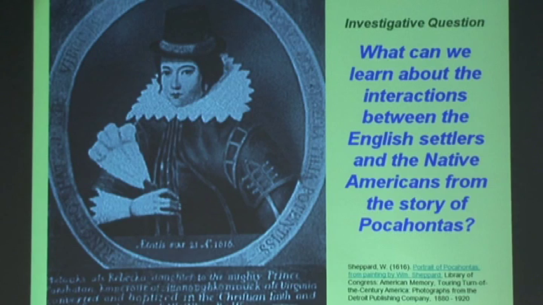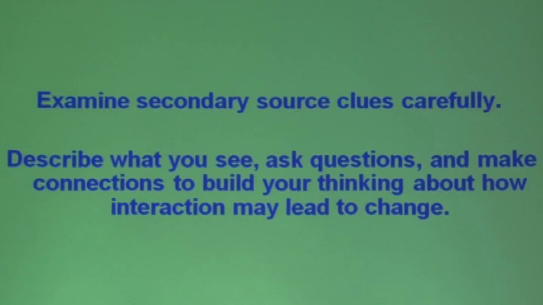So again, we're looking at our research question. What can we learn about the interactions between the English settlers and the Native Americans from the story of Pocahontas? And this time we're going to ask the students to examine a secondary clue carefully. We're going to ask them to describe what they see, ask questions, and make connections to build their thinking about how interaction may lead to change.